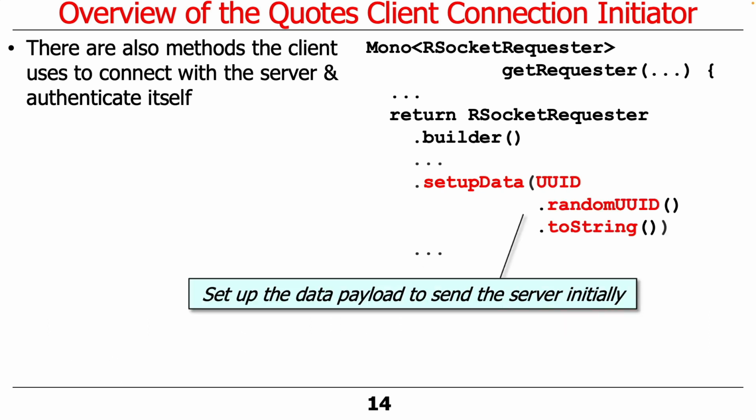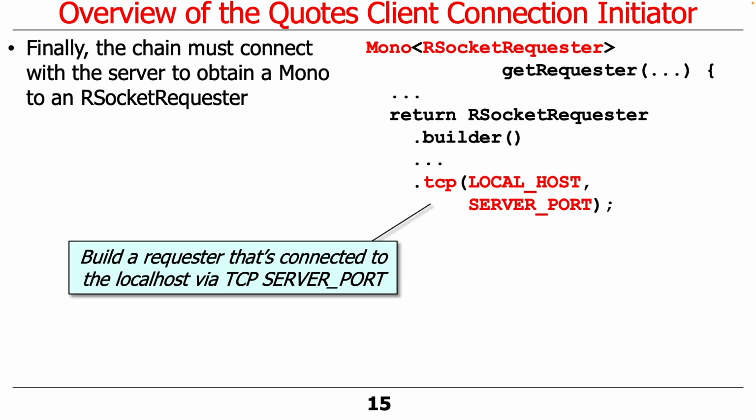And then finally, we set up the data that goes with this connect request, which is just a random string that the client uses to identify itself to the server, a random UUID. The very final piece of the puzzle here is the client goes ahead and connects, or it creates a connection to the server at whatever the server host is, which in this case is localhost, and whatever port the server is listening on, which is also defined in that constants file.